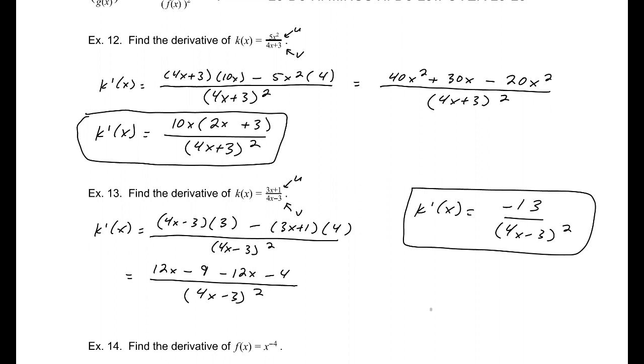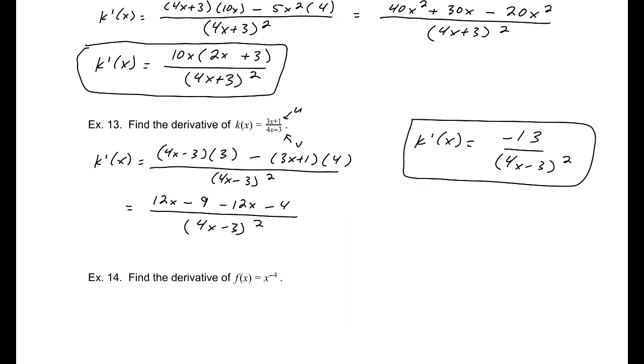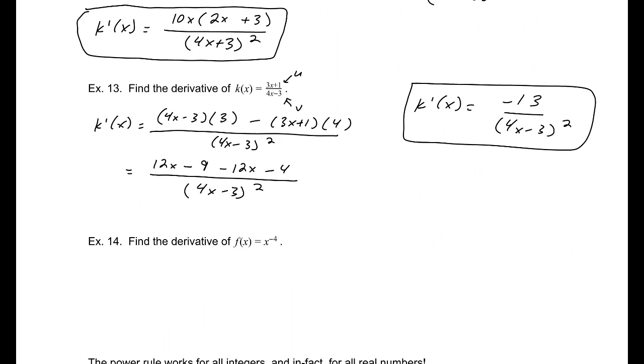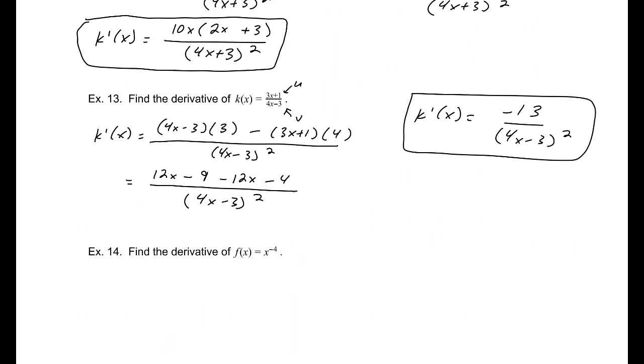All right, next we want to try something a little different. F of x equals x to the negative 4. I want to point out this can be written as 1 over x to the 4. So let's take the derivative of that. If we're going to do that, f prime of x, so that would be my u and my v, low d high, so that would be x to the 4th times 0.